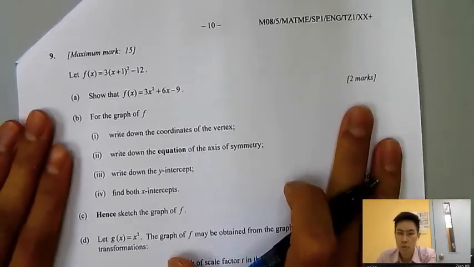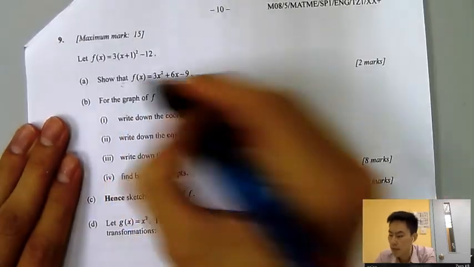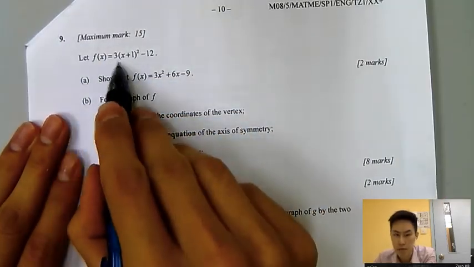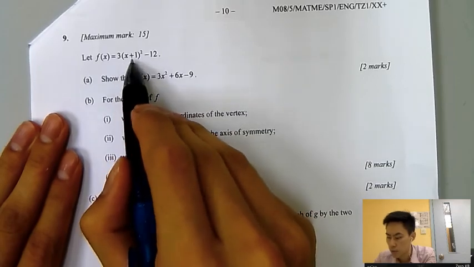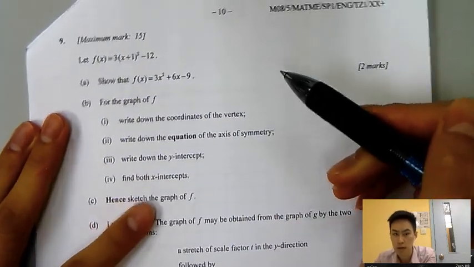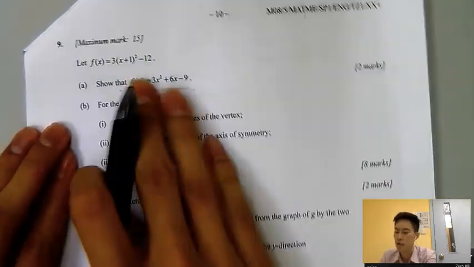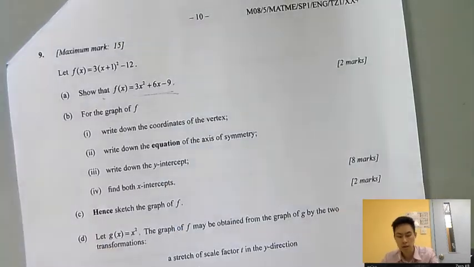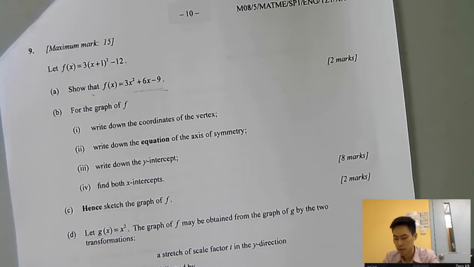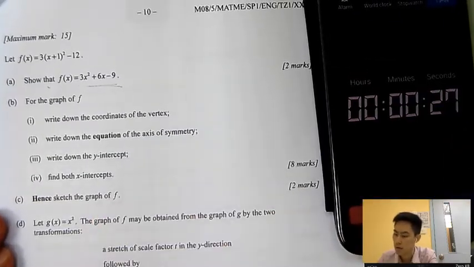So the 2008 question, 9a. You are given f(x) equals 3(x plus 1) power 2 minus 12. Show that f(x) is equal to this. Very easy, you just need to expand the whole equation. For this one, I'll give you 30 seconds to expand, and then just show that f(x) is equal to this. Easy marks.